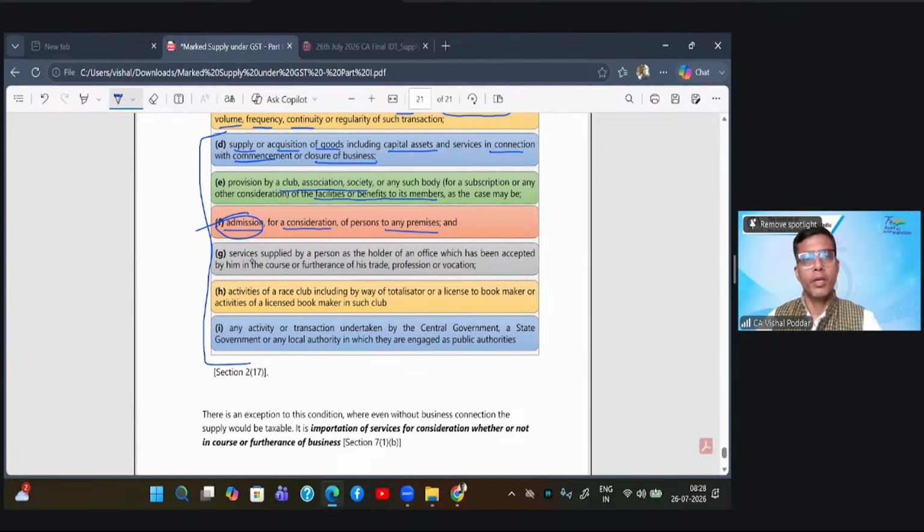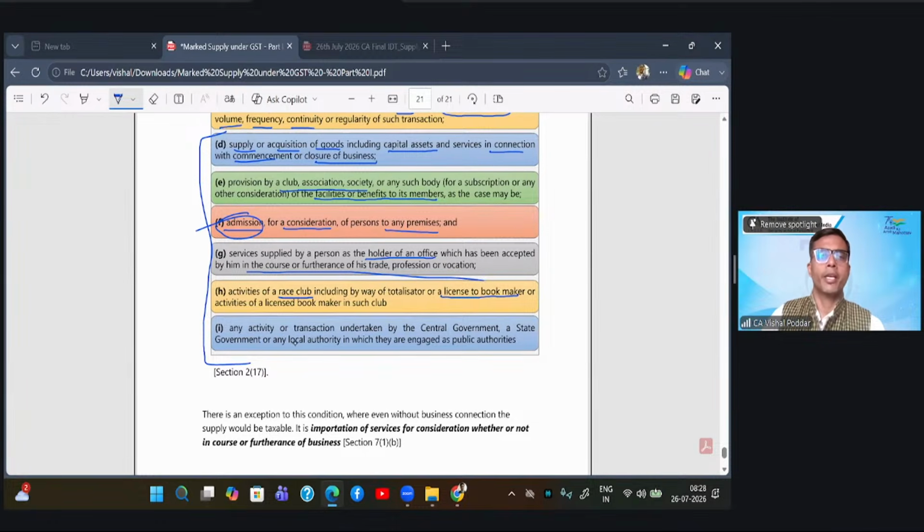Next, services supplied by a person as a holder of an office. Where I am holding an office and this particular office is in the course or furtherance of my business, whatever remuneration I get is my business. Next, if a race club is simply giving a license to a bookie to work in that particular race club, this activity of even giving a license will be treated as a business.